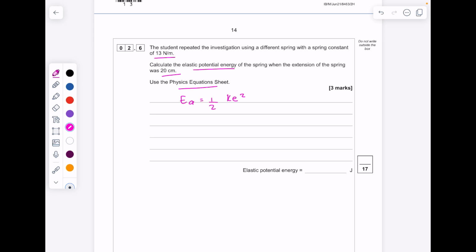So here's the equation we're using, which states that the elastic potential energy is half times the spring constant, k, times the extension. Just be careful with those units. We need it in meters. So I'm popping it in like that. And so when you've used your calculator, your final answer is 0.26.